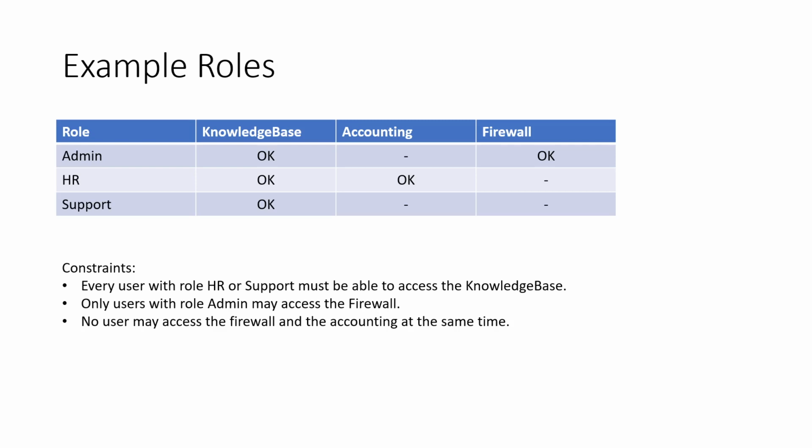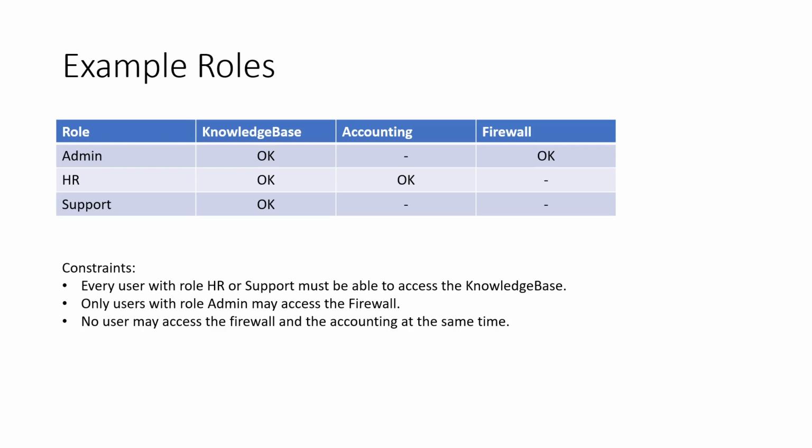So that's something maybe only human resources should have access to, the accounting of the company, but human resources might also have access to the knowledge base. But of course, we don't want human resources to configure the firewall. Similarly, for the support team, they maybe need access to the knowledge base to answer questions, but they don't have access to the accounting and to the firewall. So this way, we can define this in very different ways.